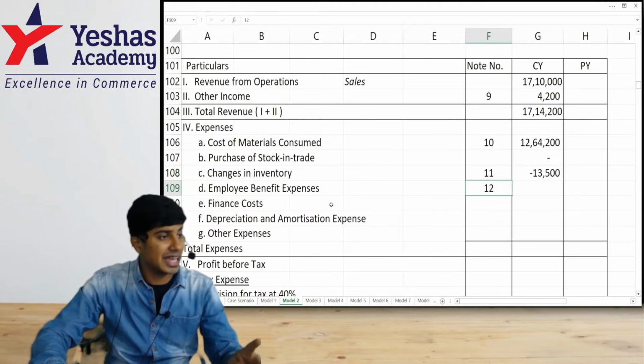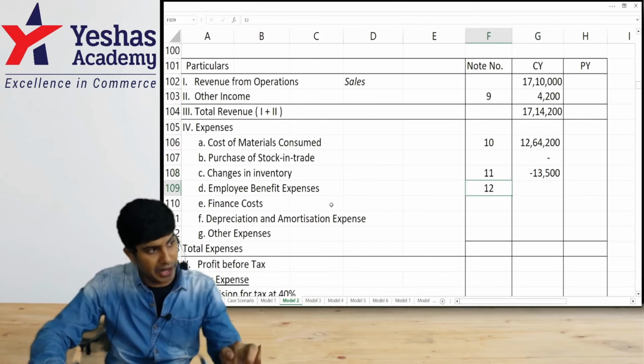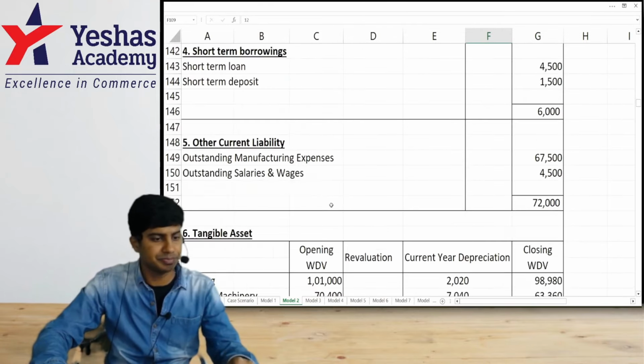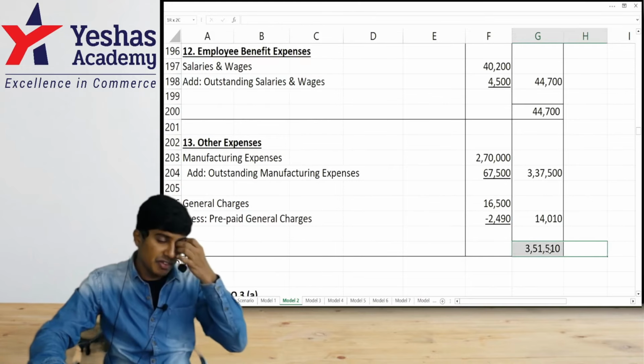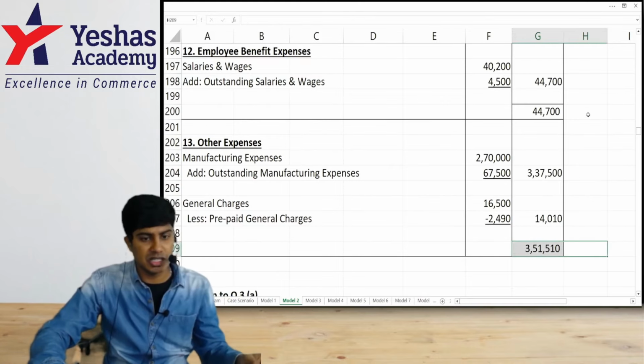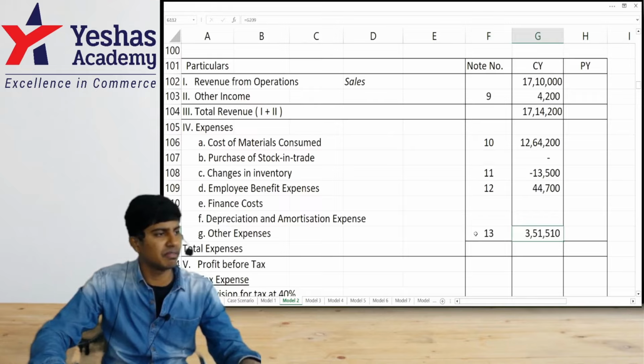Then employee benefit expense. We have salary and wages paid plus outstanding. Note number 12. How much? 44,700. Shall I write other expenses also together? 337,500 plus 14,010. Can I say 351,510? 351,510 will go to other expenses. 44,700 will go to employee benefit expenses. I'll write them together to statement of profit or loss: 44,700 and other expenses 351,510.